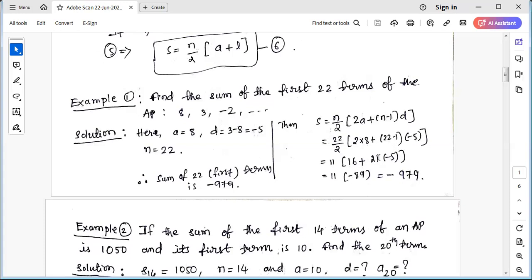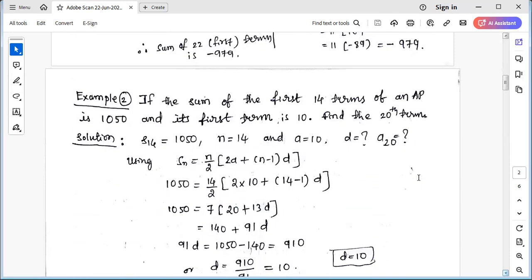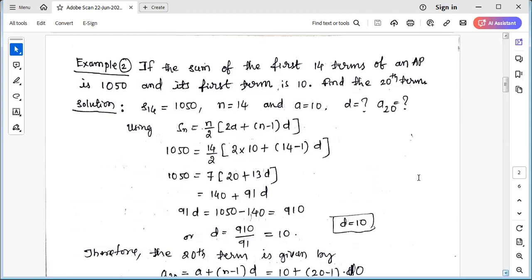So you simplify. 21 into minus 5 is minus 105. Minus 105 plus 16 gives minus 89. So this minus 89 is multiplied by this 11. So 11 into minus 89 gives minus 979. So we got this minus 979 as the sum of the first 22 terms of the given arithmetic progression. The problem is solved. Go to the next problem.